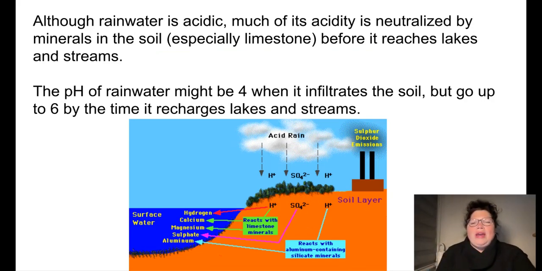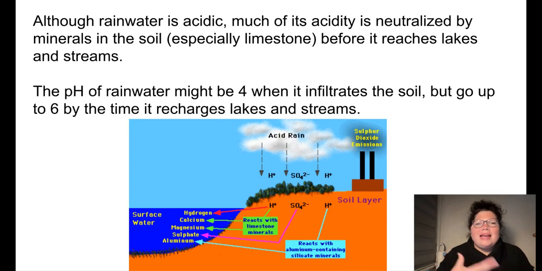Okay. So rainwater is acidic. It drops down into the soil. But lucky for us, the earth has come up with this buffer system. This buffer system is these minerals in the soil, especially limestone, that neutralize that acid. These are things like carbonates, sulfates, aluminum silicates. They're all in the soil. So as that rainwater trickles in, they take the pH from a 4 and bump it up to a 6 by the time it reaches the lakes and the streams.